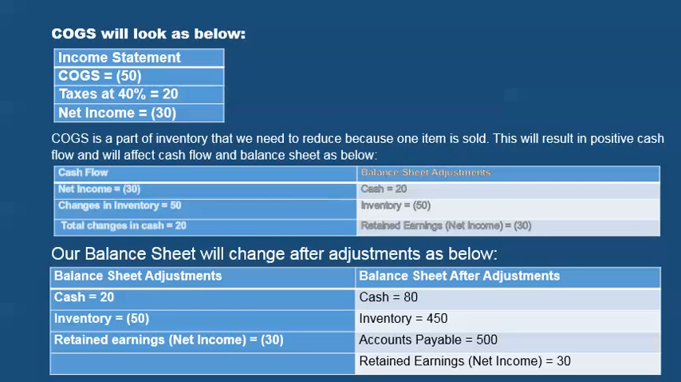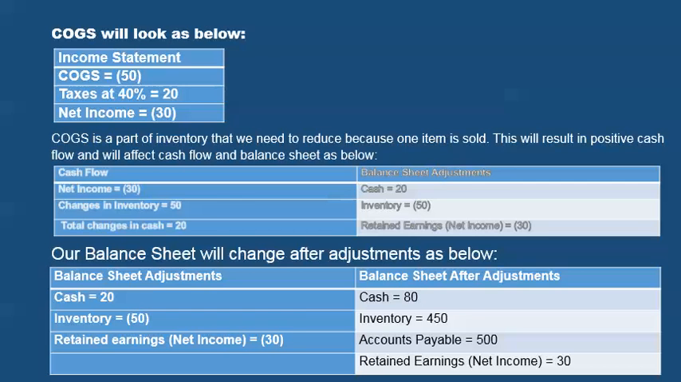Cash flow side. Net income equals negative 30. Changes in inventory is 50. Total change in cash is 20. Balance sheet adjustments would be cash equals 20. Inventory is negative 50 because $50 of inventory is gone out. Retained earnings will be negative 30.